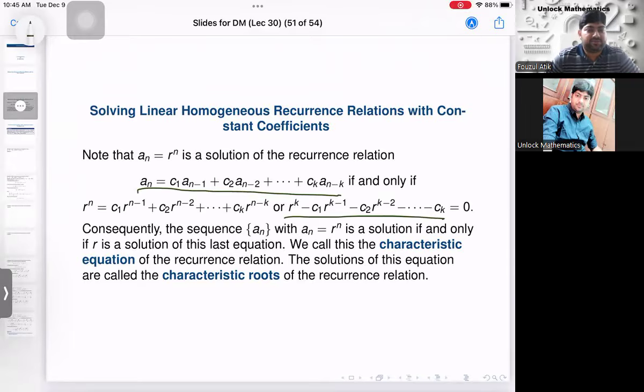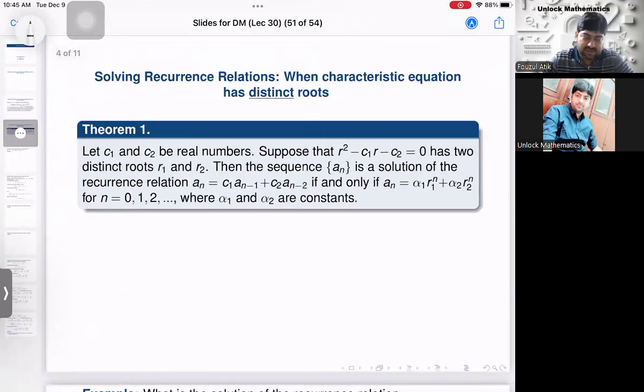Clear? And then we have to solve it. If I have degree 2 and I get two distinct roots, then I will get the solution according to our theorem. We have already solved two problems of it.